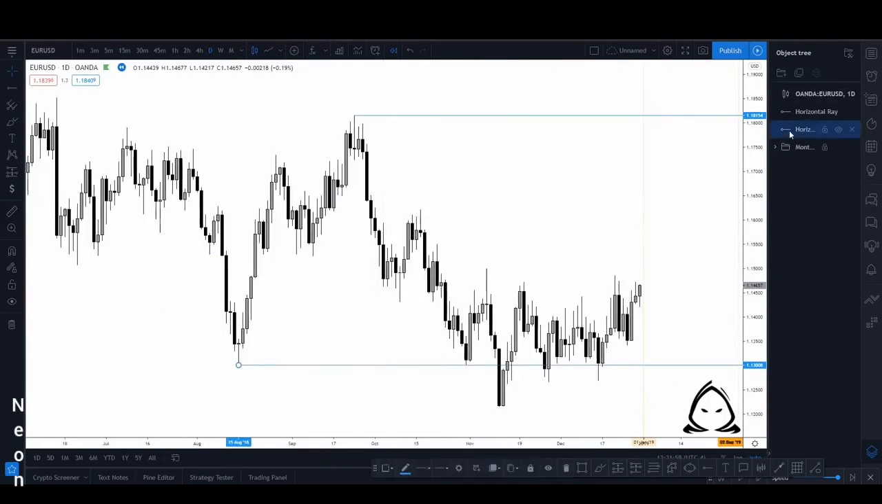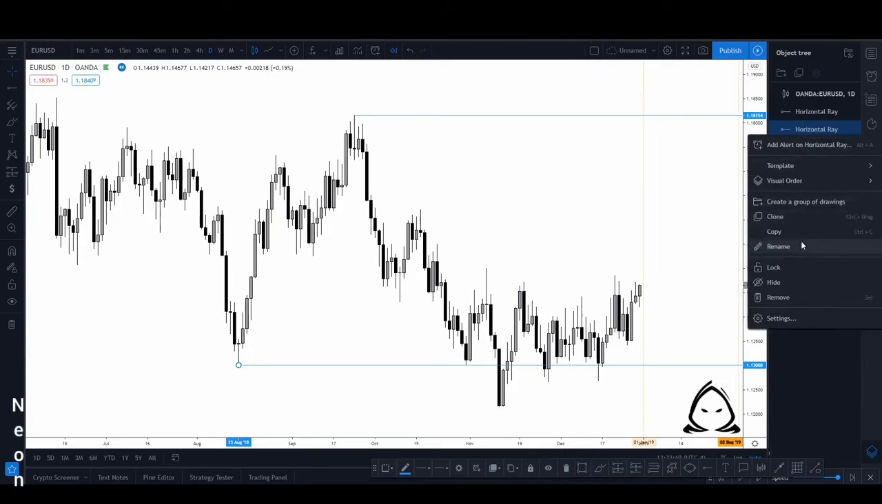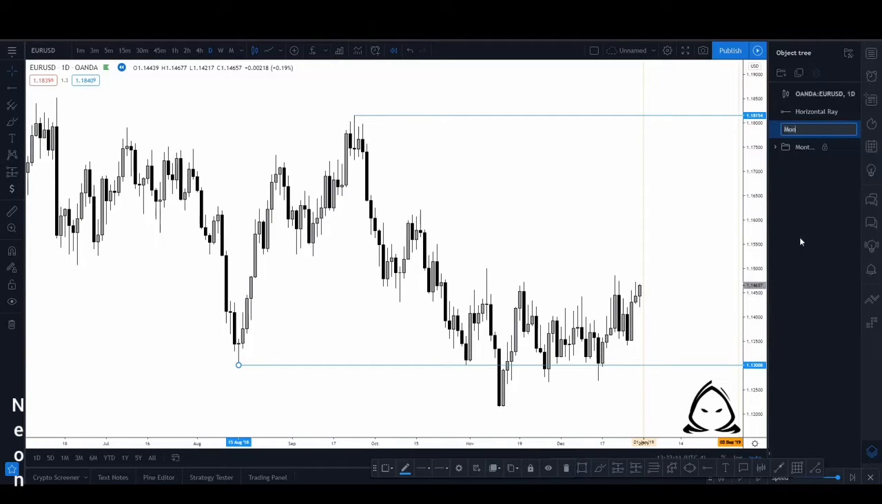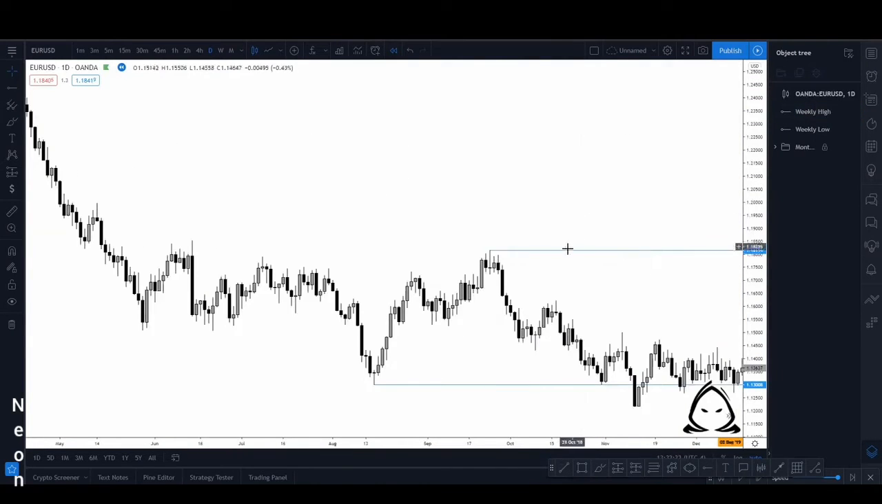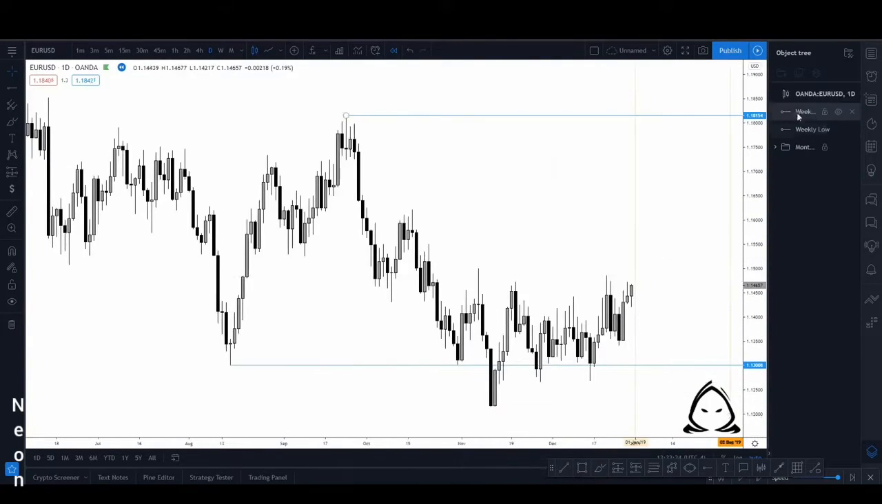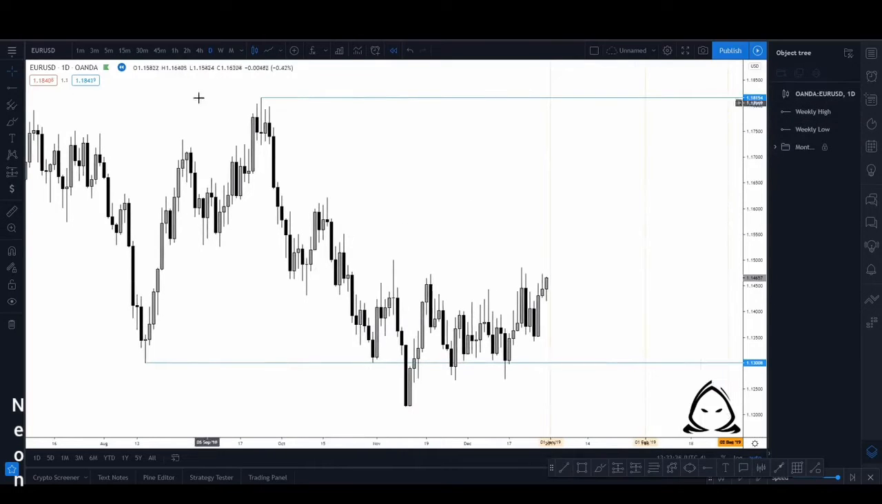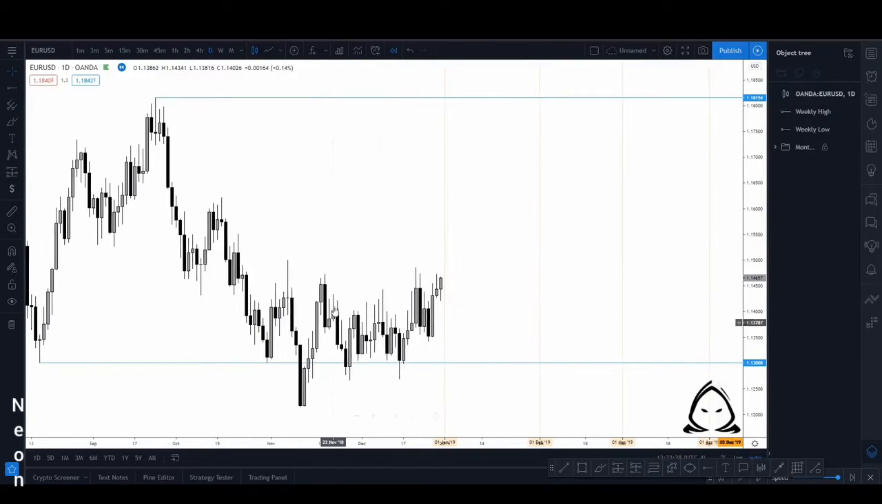And what you can also do is you can actually rename the objects themselves. So if you either single click, it'll allow you to edit the text, or you can right click, hit rename, and then we can just put weekly low, and we can just do this one as well and go weekly high. And basically what this does is we're able to now see very quickly what these objects are, so we can move them around and basically interact with them in an easier way.